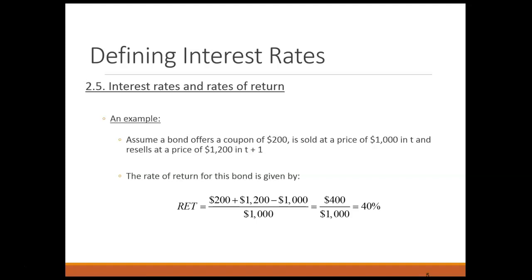Let me give you a simple, rather exaggerated example. Say you buy a bond with a coupon payment of $200, which would be tremendous, usually it's much lower than that, that sells at a price of $1,000 today, and then you resell it at a price of $1,200 tomorrow in T plus 1. That too would be a tremendous increase in prices. In this case, the coupon payment and resale price exceed the initial price by $400, which is a 40% fraction of the original bond price. So your rate of return in this case would be equal to 40%, needless to say much higher than the initial interest payment on the bond.